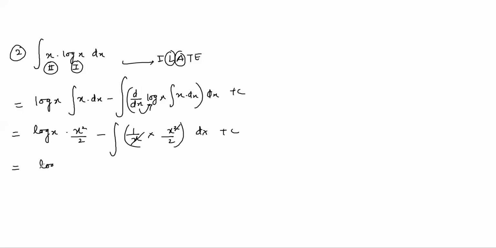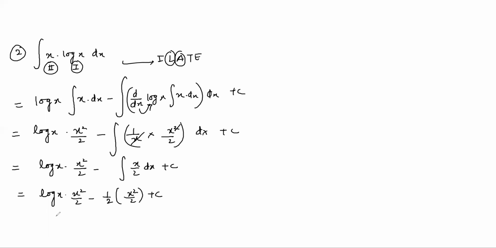So it is log x into x square by 2 minus integration of x by 2 dx plus c. Now again do the integration: 1 by 2 is common, it is x square by 2 and plus c. So your answer will be log x into x square by 2 minus x square by 4 plus c. So this is your answer.